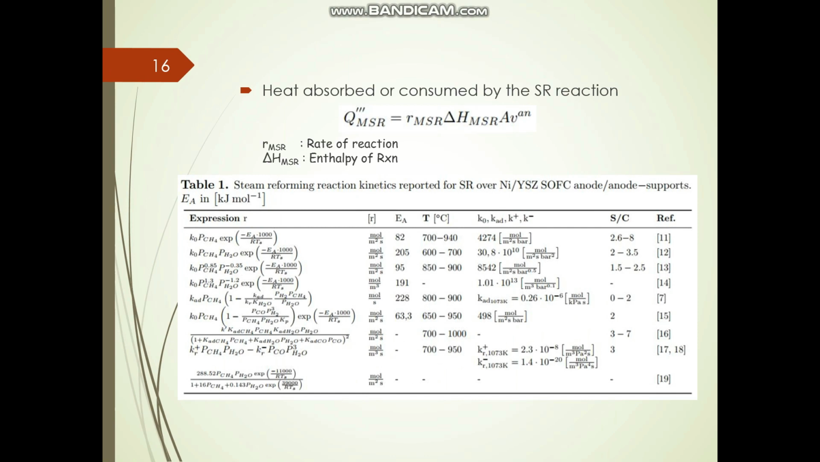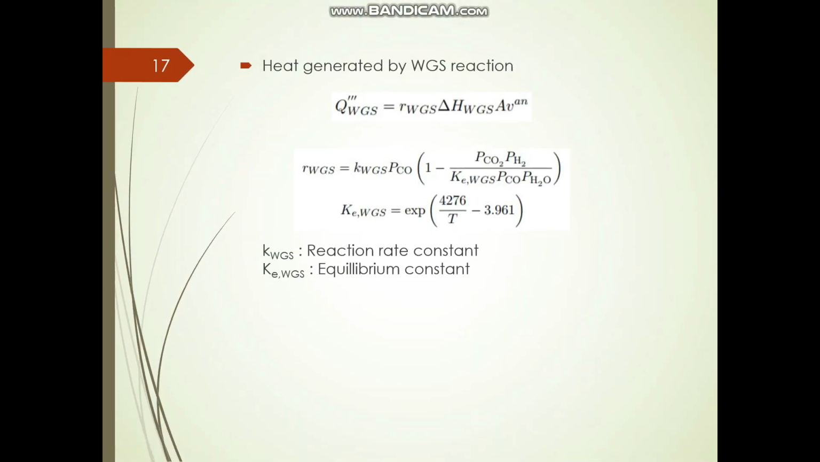Coming to the heat absorbed or consumed by the steam reforming reaction, this equation represents per volume heat generation. Here R_MSR denotes rate of reaction and delta H_MSR represents enthalpy of reaction. As we can see, for different temperature ranges of operation of the fuel cell, different rates for steam reforming reaction can be considered from the table given below. Now moving on to heat generation by water gas shift reaction. The expression is similar to that of steam reforming, as can be seen. Here also R_WGS represents the rate of water gas shift reaction given by the expression below.